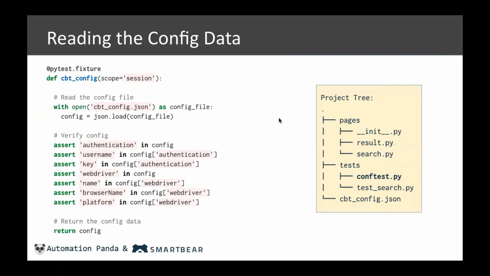To read the file is really only 2 lines. With open file name as an object, my config data equals json.load. Reading JSON in Python into a dictionary object is nothing more than 2 lines in Python. It's beautiful. And once I've read in that dictionary here into my config variable, I'll make a few assertions on it very quickly to make sure that the config data is in the format I expect it to be. So I'll make sure things like the authentication and the WebDriver are there, and I'll make sure specific fields like username, key, and browser name are all there, because I want to catch that first before I launch a bunch of tests that could potentially break.